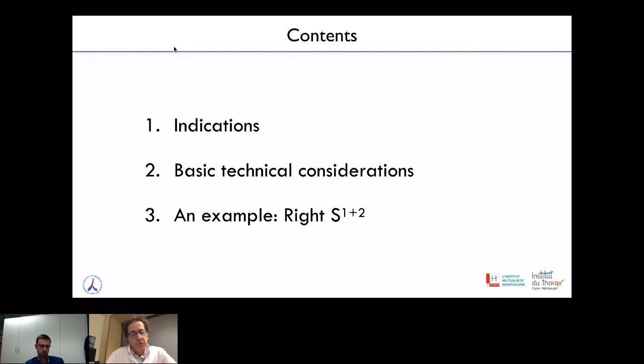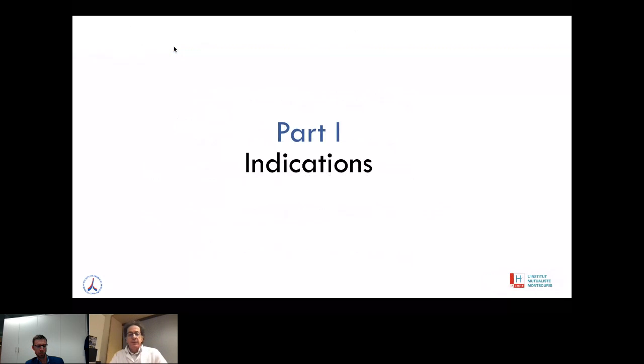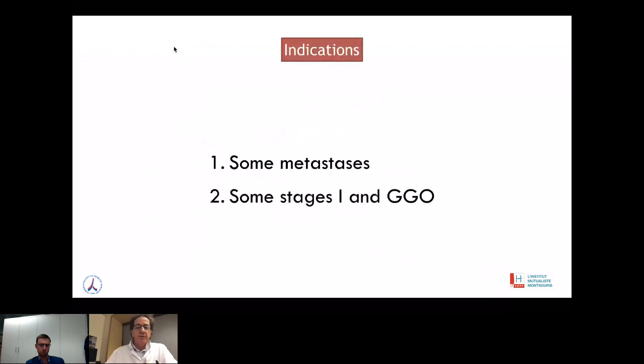Of course, we are surgeons, so we are mainly interested in technical aspects, and I will give you some basic considerations. And if we have time, we will end with an example, which I have chosen as, let's say, medium difficulty, not very easy, not very difficult: a right apical-posterior segmentectomy. So let's start with the indications.